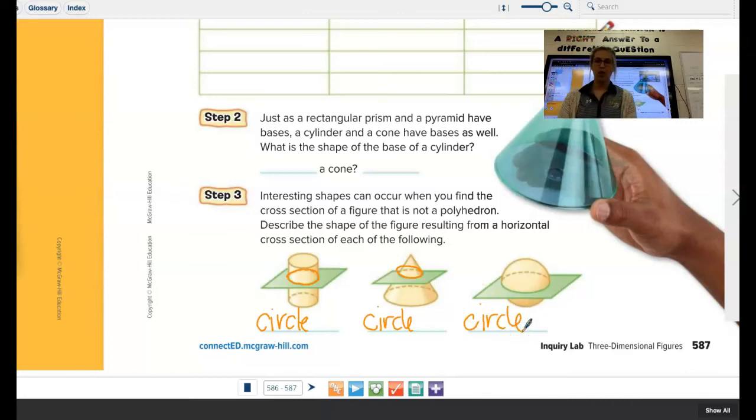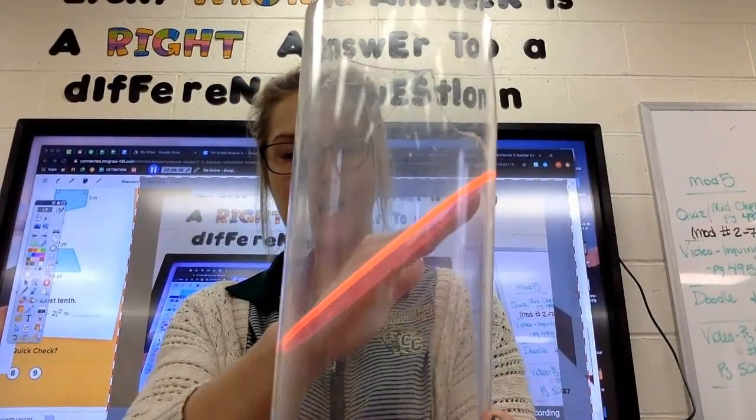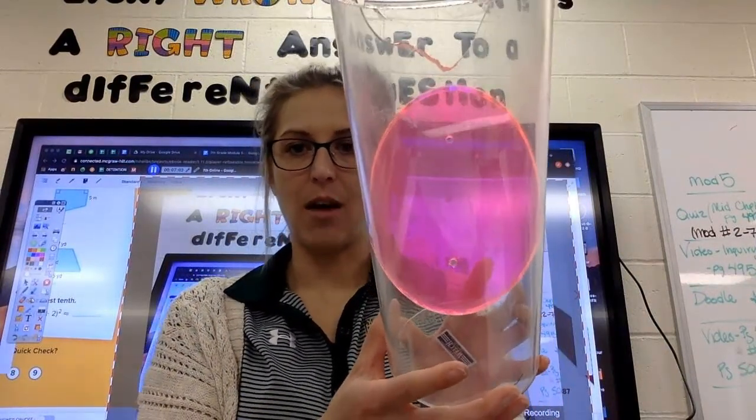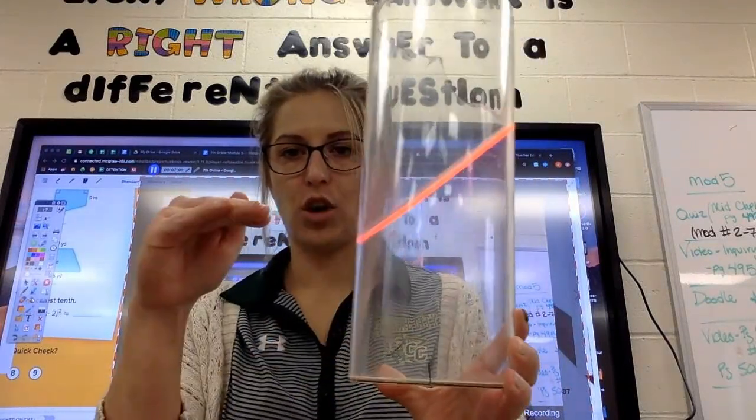It's interesting, though, that if you cut shapes at different angles, they make different shapes on the diagonal. When we took our cylinder and cut it straight across, it made a circle. However, if I cut it at a diagonal, like this one, that pink part, it actually makes a different shape. That would be an oval if I cut a cylinder at an angle instead of just straight across.